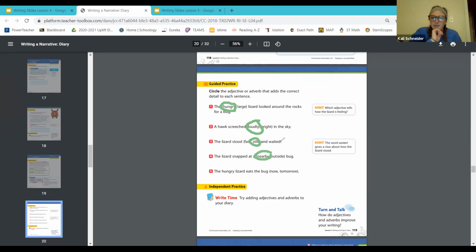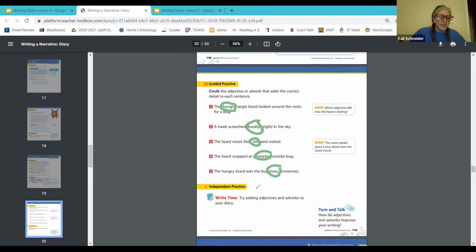All right, last, number 5. The hungry lizard eats the bug now. Or the hungry lizard eats the bug tomorrow. Well, if they're telling me that this lizard is hungry, he's going to eat it right now. He could eat it tomorrow, but that sounds like he's going to be an extremely hungry lizard tomorrow if he waits. All right. So awesome job helping me and working through to get these adjectives and adverbs.